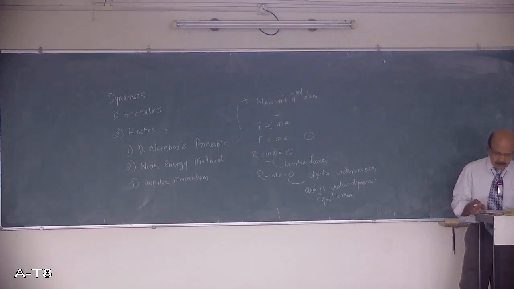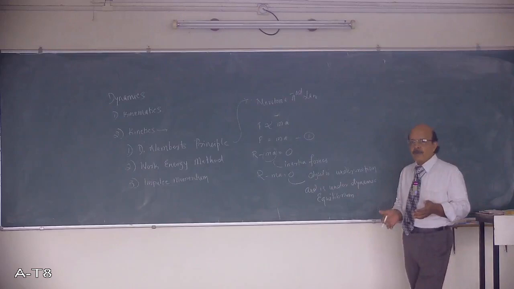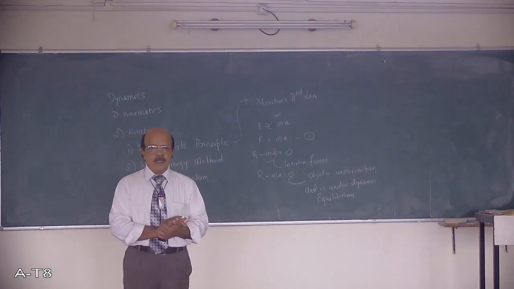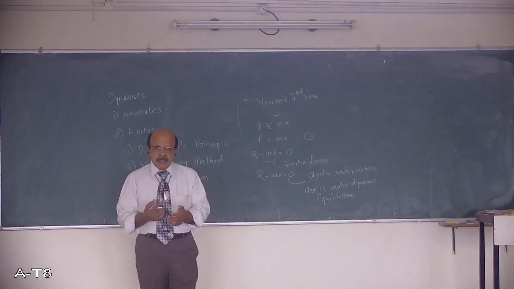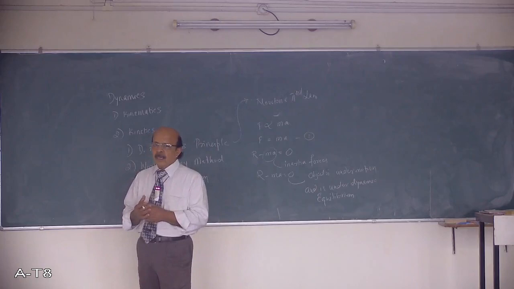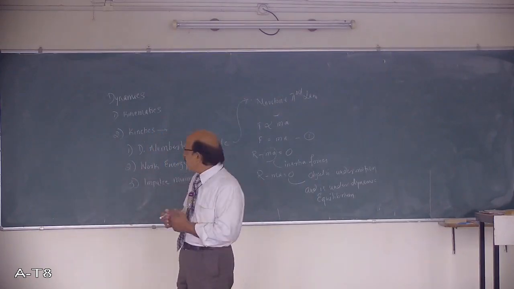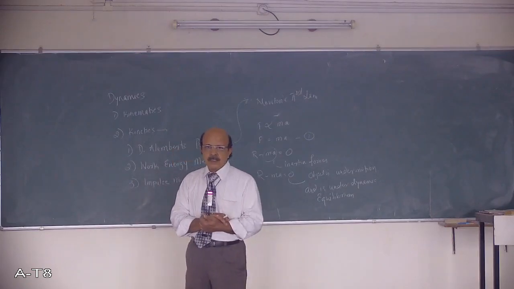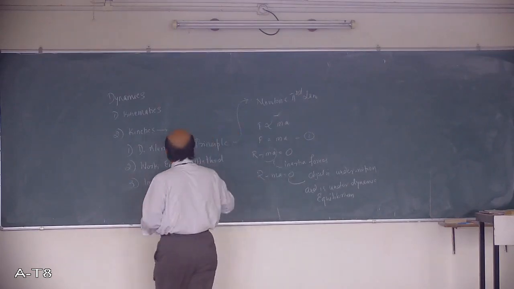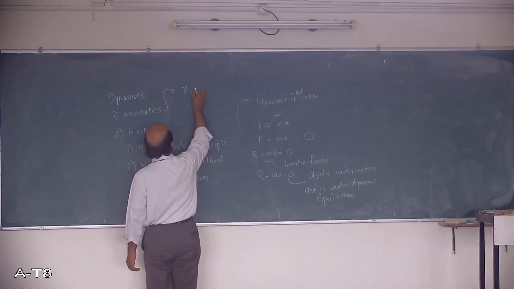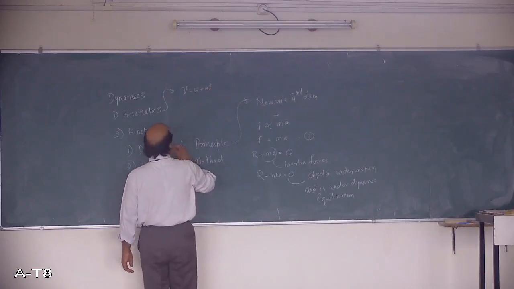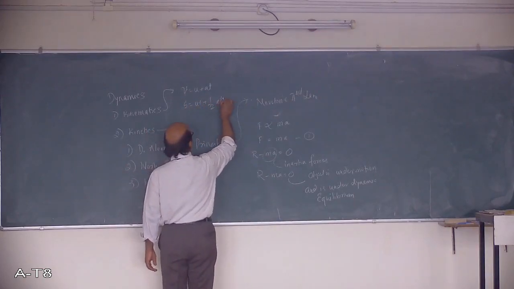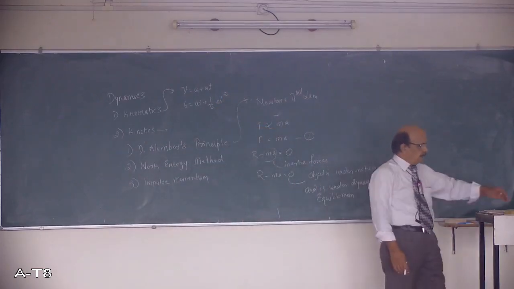So based on this concept, we will be able to solve many problems concerned with D'Alembert's principle. Especially this principle is very useful when we want to determine either the acceleration or the displacements. Sometimes we may have to use some equations of linear kinematics. Those equations are: V is equal to U plus AT. This is one equation. And S is equal to UT plus half AT square.